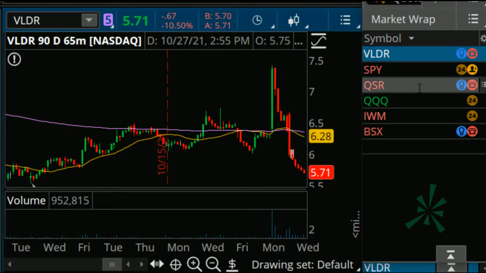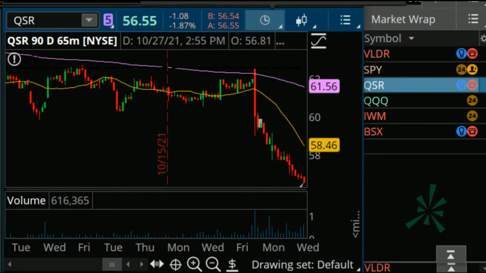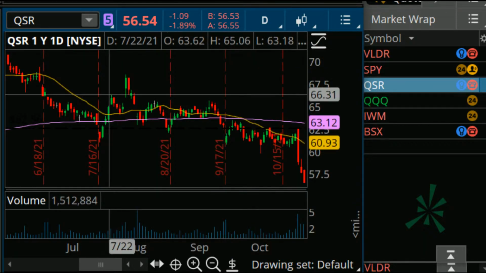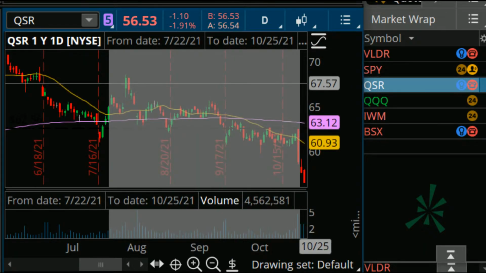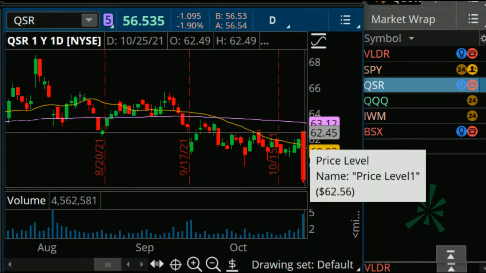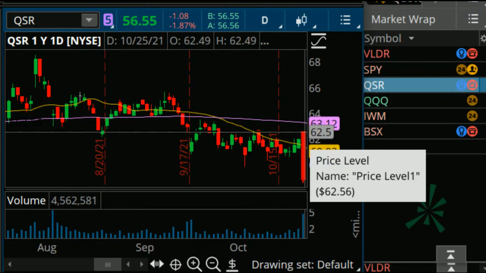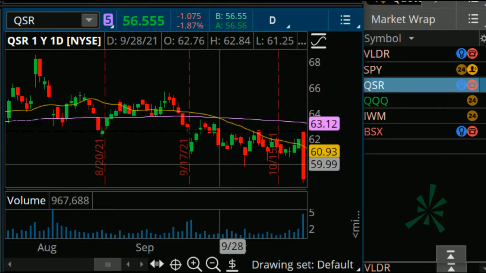So we've got a really good one, a decent one, and then a not so good one. Let's start with the one that I think is ideal for what we're looking for, and that was the QSR. QSR tried to gap up. We already went over this one on Monday, so you may recall it. QSR gapped up and then broke through this support.